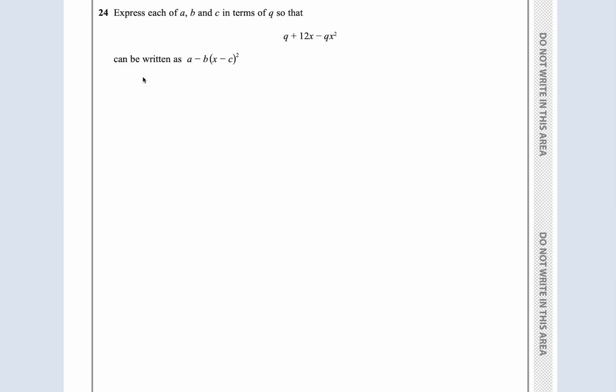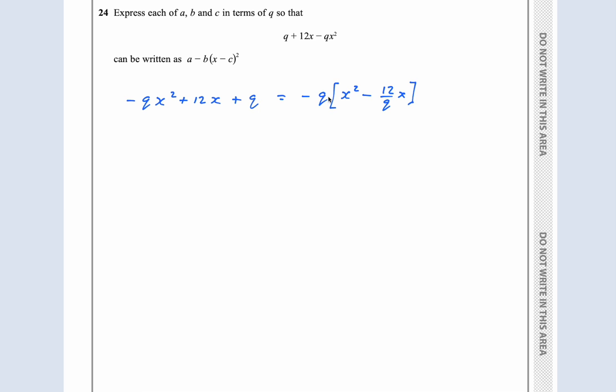Well, I'm gonna write it like this to begin with. Minus q x squared plus 12x plus q. I'm gonna put the x squared term first. Then I'm gonna divide by minus q. So I'm gonna take out the minus q, and I'm left with x squared minus 12 over q x. Now, why did that become minus, and why did I put a q underneath there?